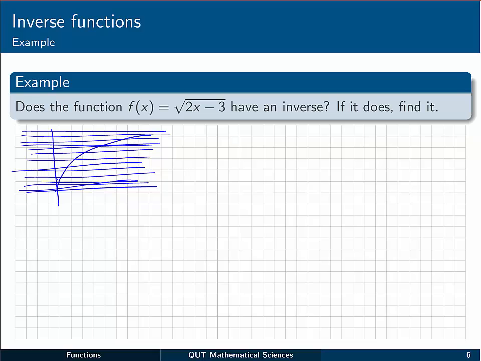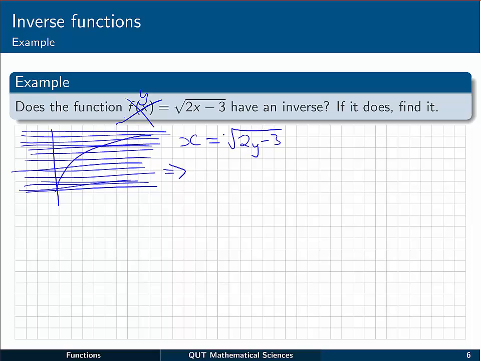Basically, the process goes by interchanging the x and f of x. Now here what I'm going to do, just to make it a bit neater, is call that y. So we're going to interchange the x and the y, and then try to resolve for y again. So we're going to set x equal to the square root of 2y minus 3. Then we're going to try to solve for y.